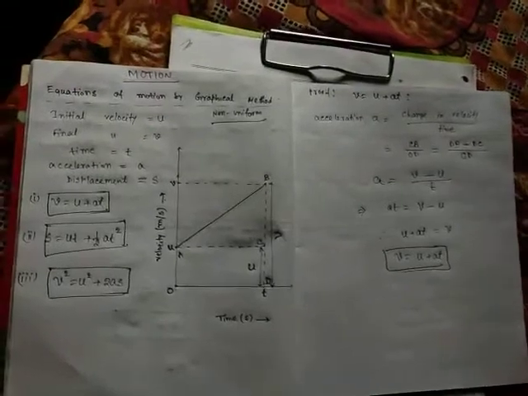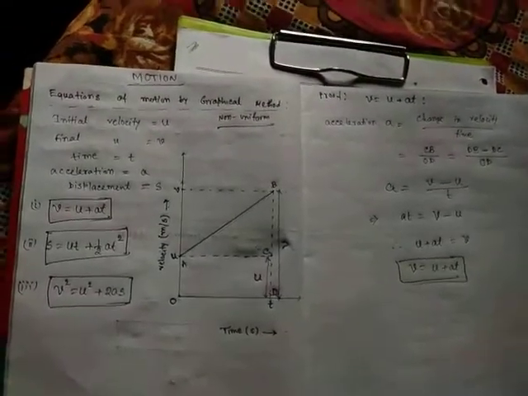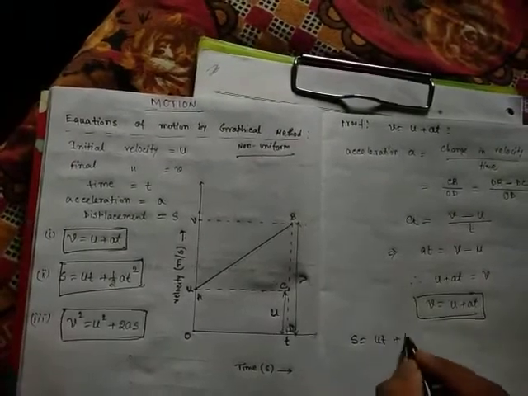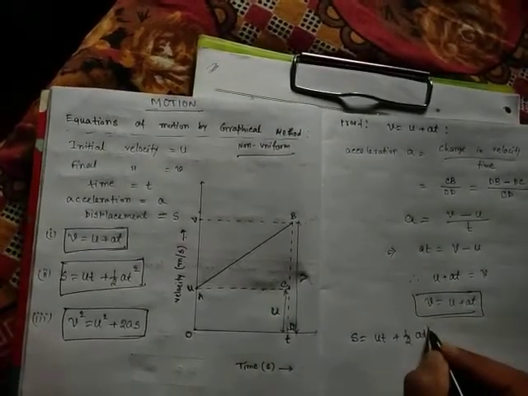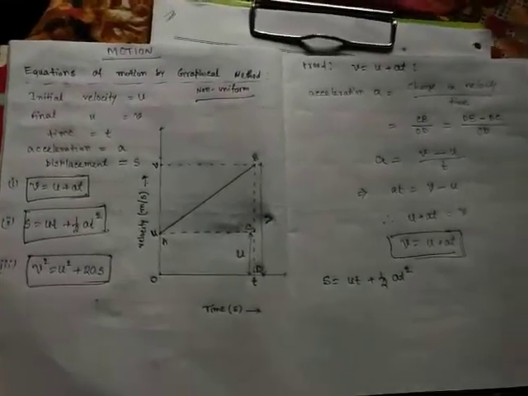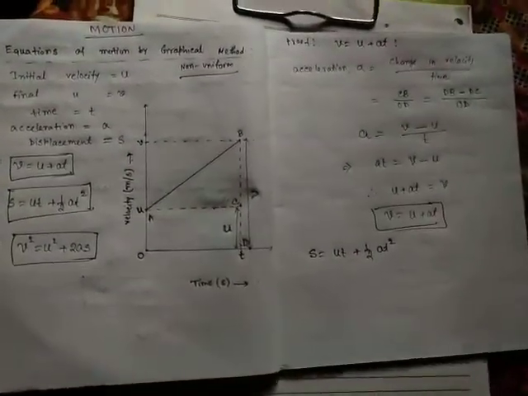Okay. Now the second proof: s is equal to ut plus half at square. This is very important actually. So see, how can I do this? Acha, now say, what is the formula for displacement? What is the formula for displacement?